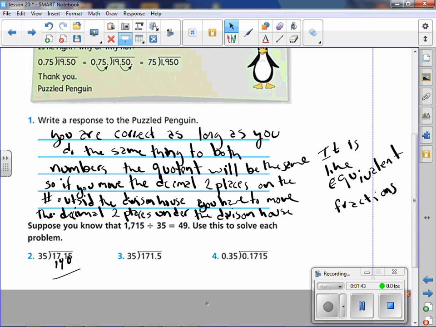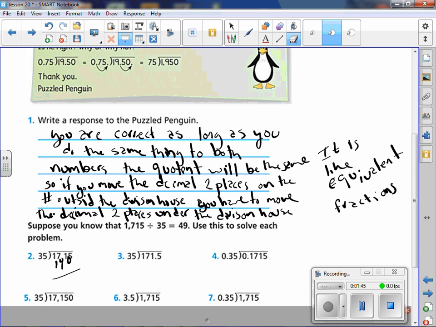Okay, so let's go on to some division problems down here. Let's suppose that we know that 1,715 divided by 35 equals 49. So if we know that fact, then we can use that to help us solve some of these other problems and thinking about our decimal. So when you think about your decimal, remember you bring it above the division house.